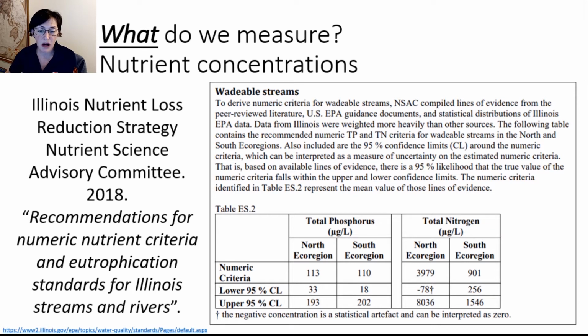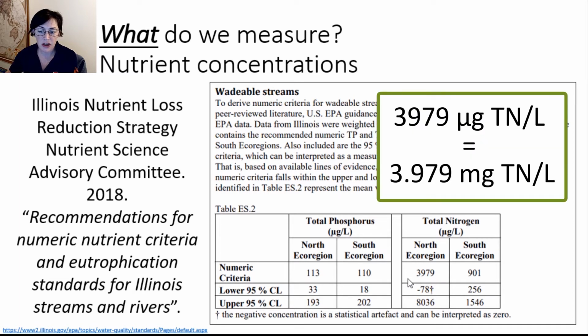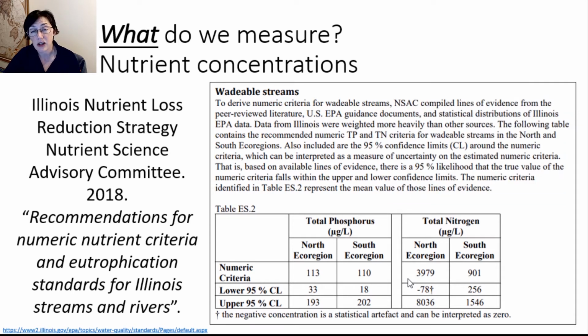So for example, the numeric criteria for the North region for the state of Illinois is we want to keep our total nitrogen concentration less than 3.979 milligrams per liter. This recommended criteria is much lower than the average rule of thumb drainage concentration we talked about on the last slide. My point here is that in tile drained areas where a large portion of the wadeable streams are made up of tile drainage water, it's going to be very challenging to meet these nutrient criteria without getting really serious about conservation practices.